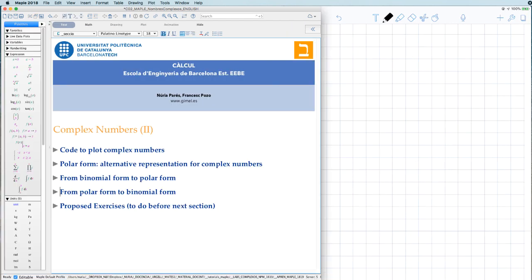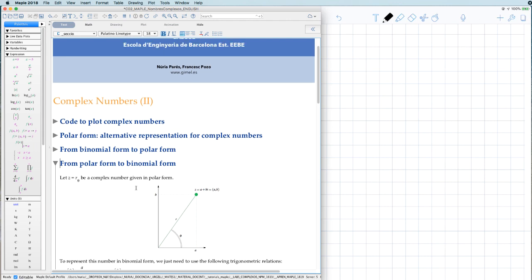So now let's do the reverse operation, converting from polar to binomial. So we are given a number z equal to r theta. So we know the modulus r, the distance, and we know the argument, the angle theta. And we want to compute a and b.